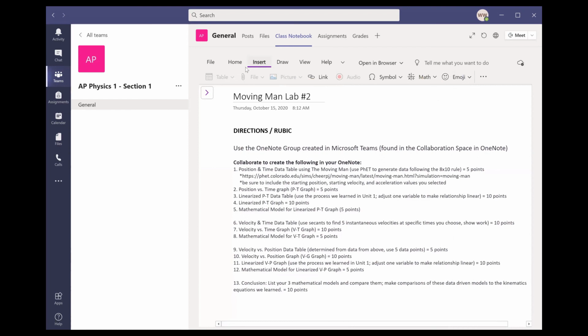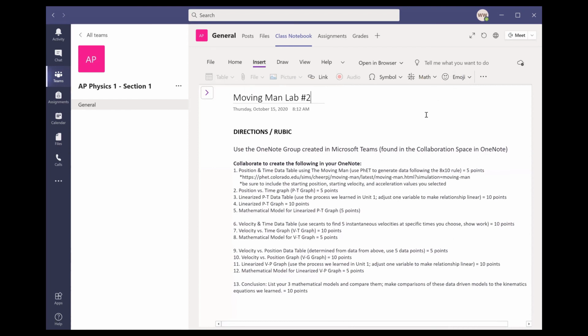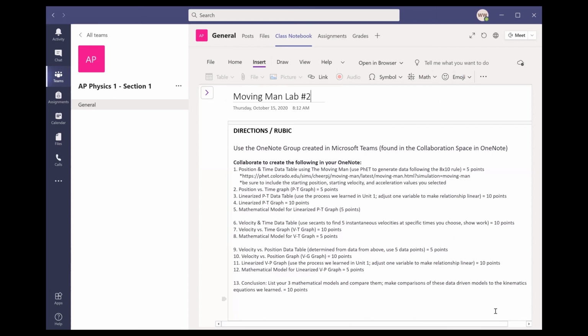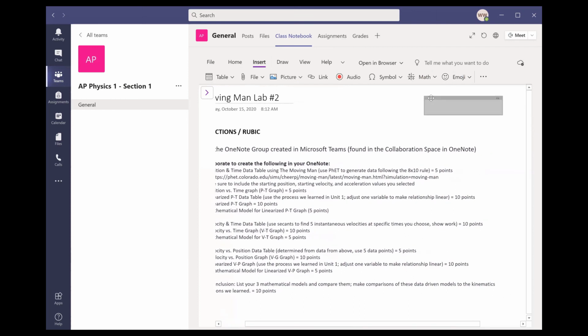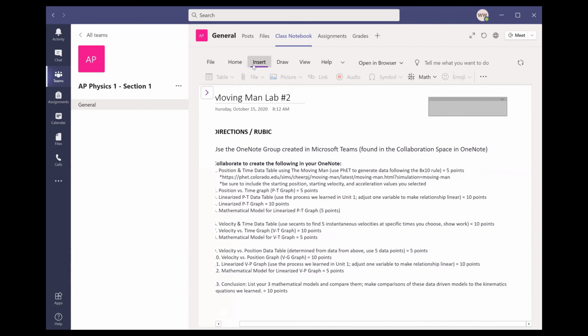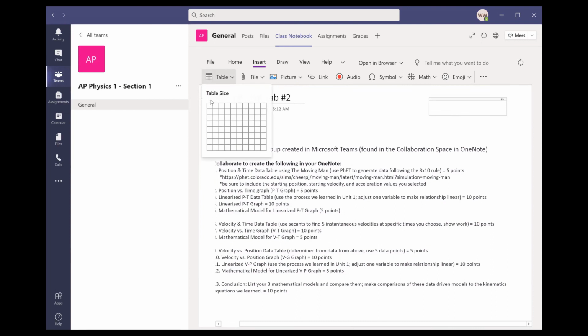If you go to Insert, there's a nice table feature here. You'll have to click somewhere on the screen to be able to allow you to insert another one. So now I've got this little window, and then I can go to Insert. Oops, got to click it in there. Table. And then you can decide how big of a table do you want.